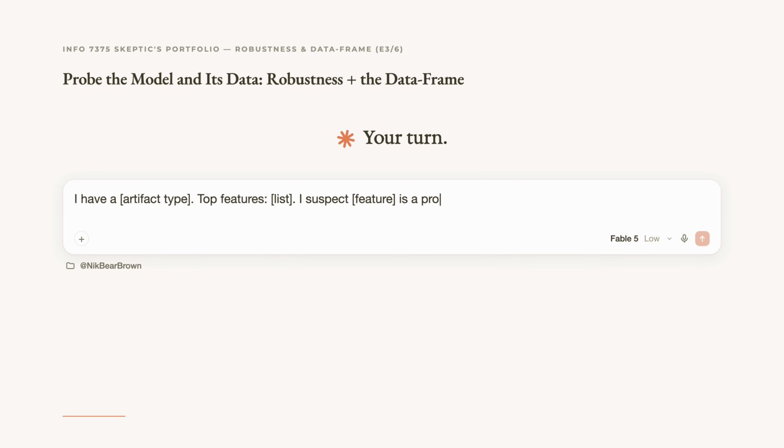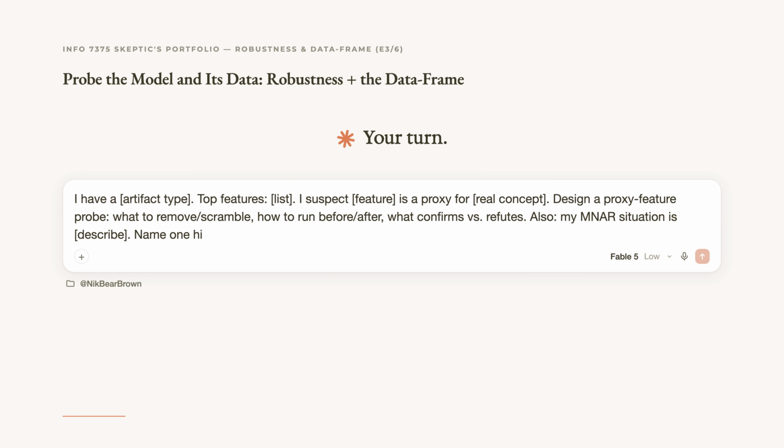The prompt reads: I have an artifact type, for example, a loan default classifier. My top features are, list your top 5 to 10 features by importance or coefficient magnitude. I suspect my model is leaning on a specific feature, for example, account age, as a proxy for a real concept, for example, financial stability. Help me design a proxy feature probe. What exactly should I remove or scramble? Remove the feature entirely from the test set, or scramble it by randomly permuting its values. How should I run the before and after comparison, and what result would confirm the proxy hypothesis versus refute it?